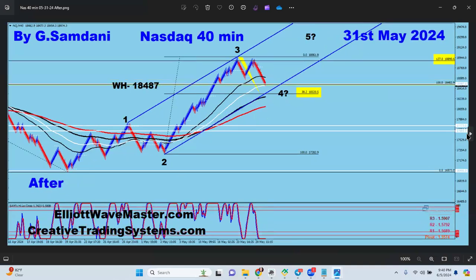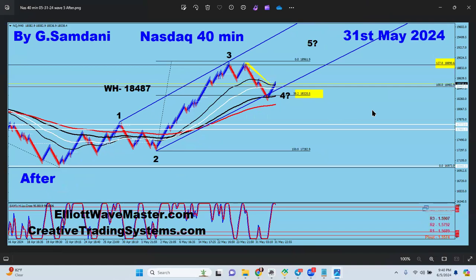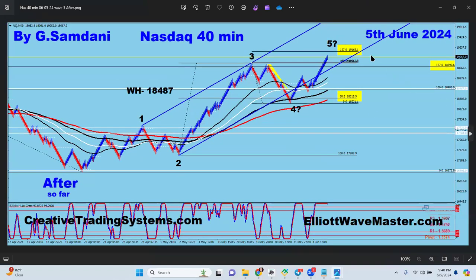And it started to come down, down, down, down, hit the 38%, then started to go back up again on the 31st. And today, June 5th, it's right there, very close to the extension, 127%. That would be my target.